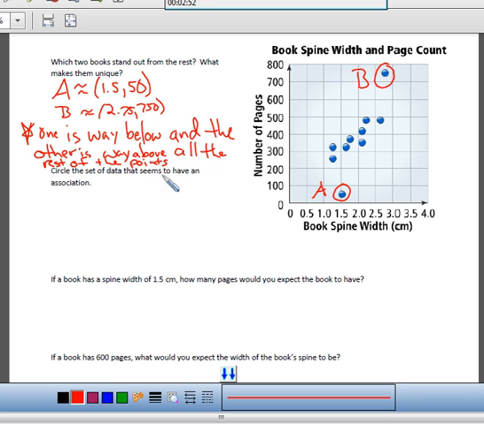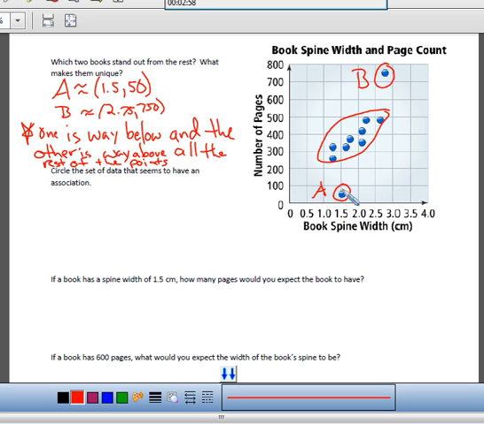Circle the set of data that seems to have an association. So when I'm looking at this group right here, they seem to be in a little bit of a pattern, almost like a linear, like a cluster, if you will. So, if a book has a spine width of 1.5 centimeters, how many pages would you expect the book to have?